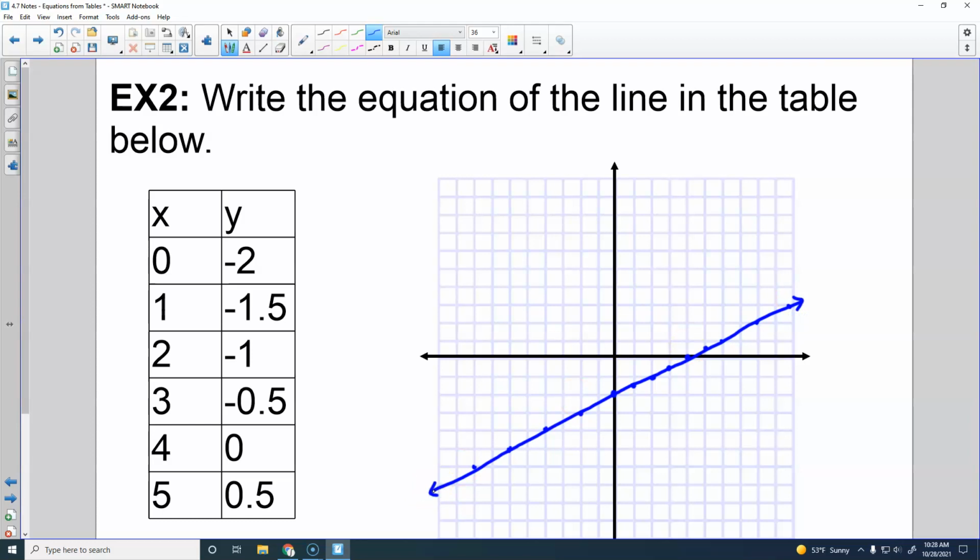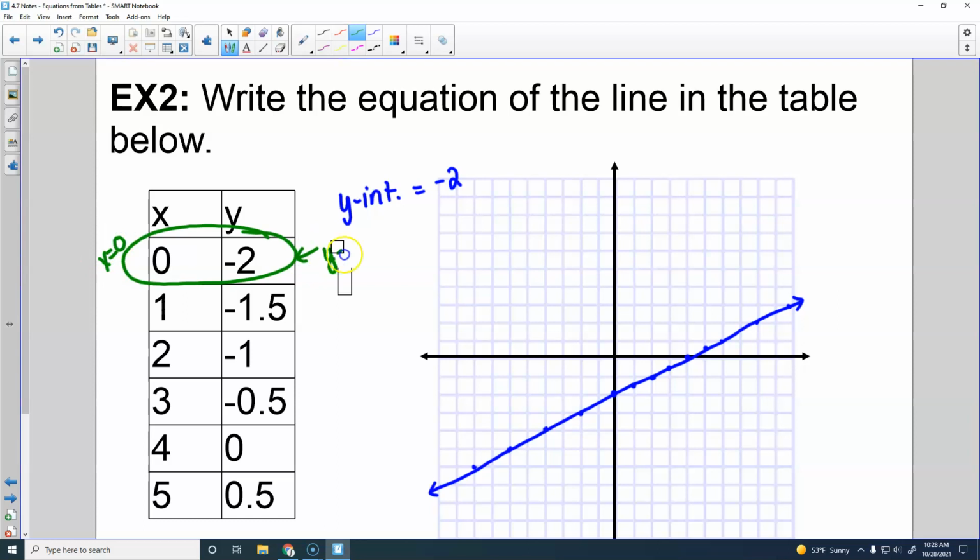Okay, so we should end up with a graph that looks like this. So Wade, whenever we look at this one, what is our y-intercept? -2. So our y-intercept is -2. And I can tell that from the graph, but I can also tell it from this right here, where my x equals 0. That means this number is my y-intercept. Okay? All right. Ayla, what's the slope of this line?